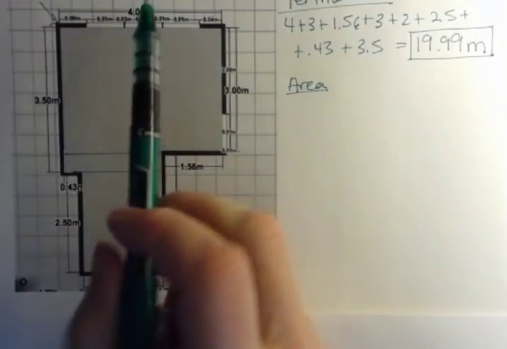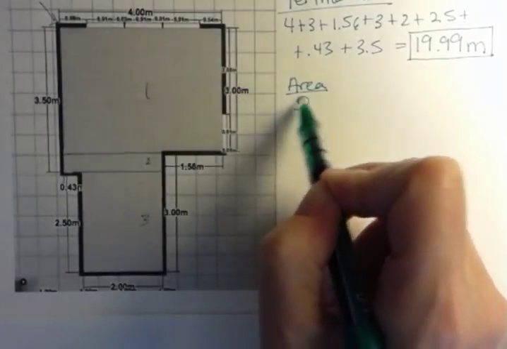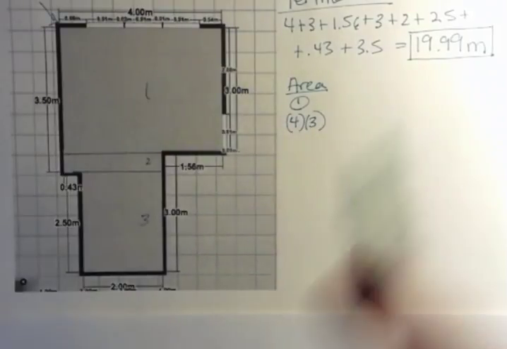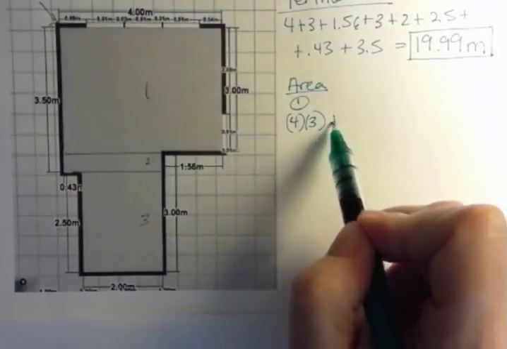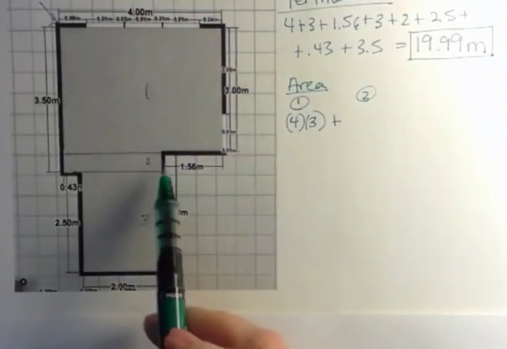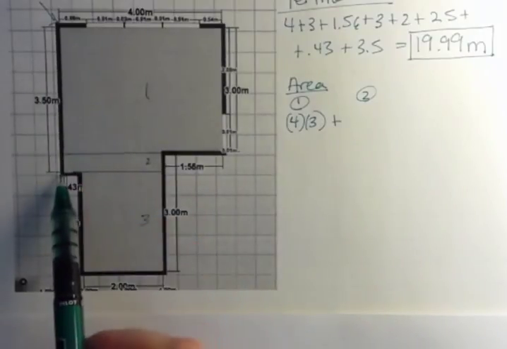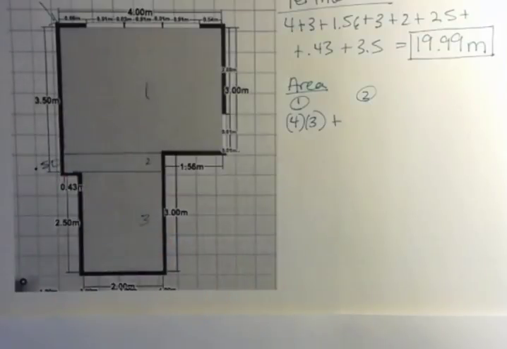Now what's the area of this? Well, it's 4 by 3. So for number 1, I've got 4 times 3. Again, I'm going to go to the 2 decimal places at the end because I have that. And then I'm going to add the second one. Well, the second one's a little trickier, but this came down to 3, and this one was 3.5, so I'm going to call this 0.5, 0.